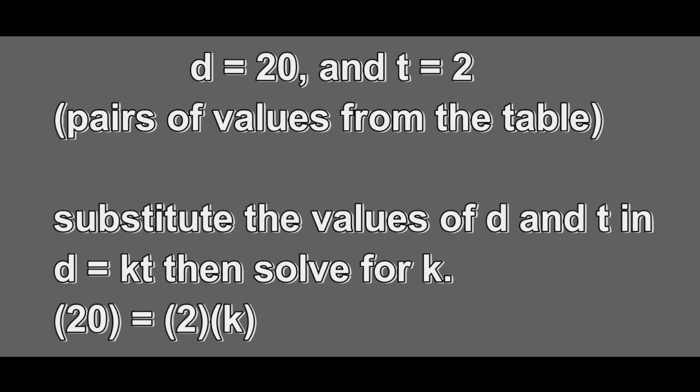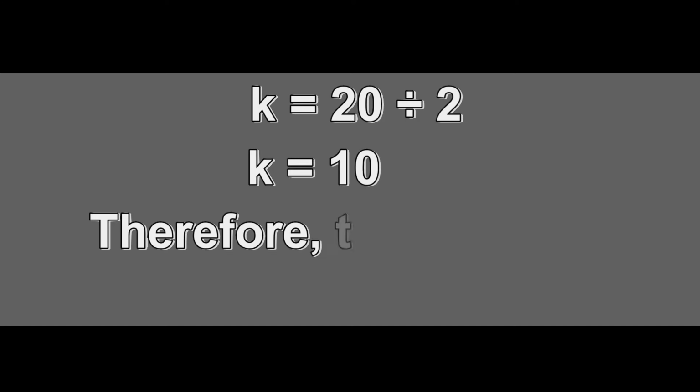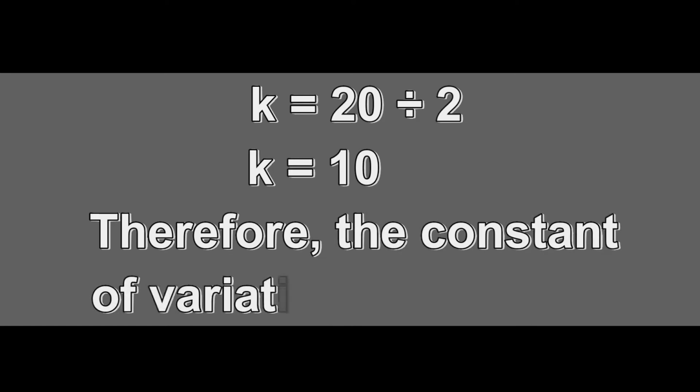Then solve for k. So we have 20 equals 2 times k. Therefore, k equals 20 divided by 2. So k equals 10. Therefore, the constant of variation is 10.